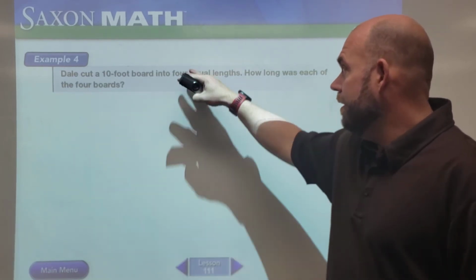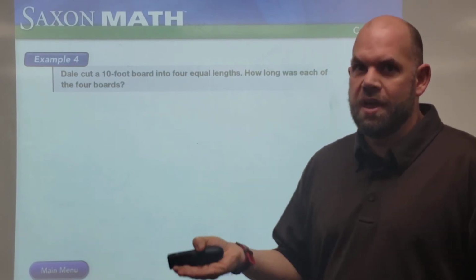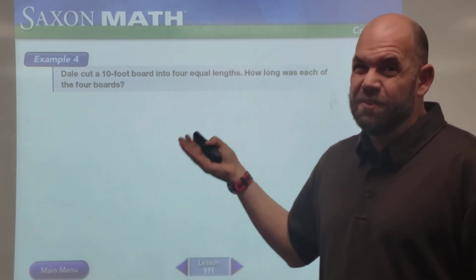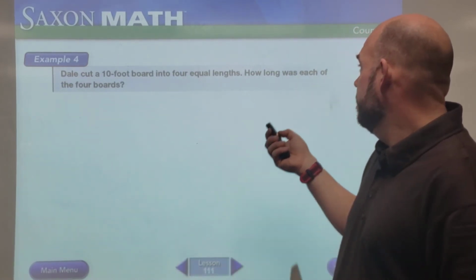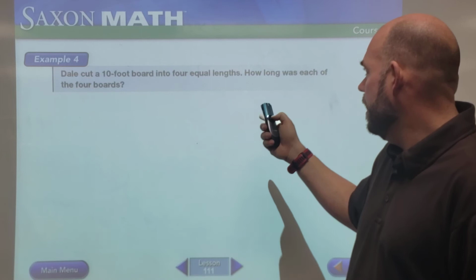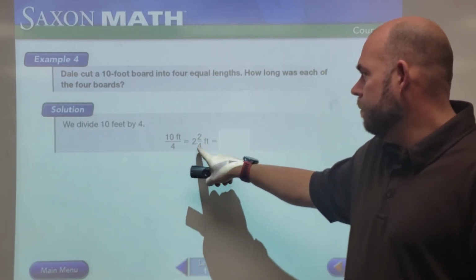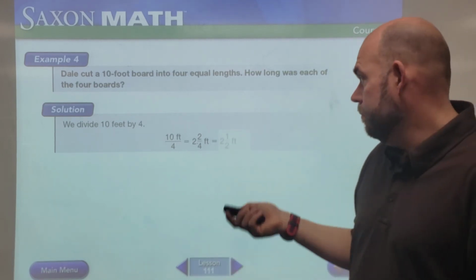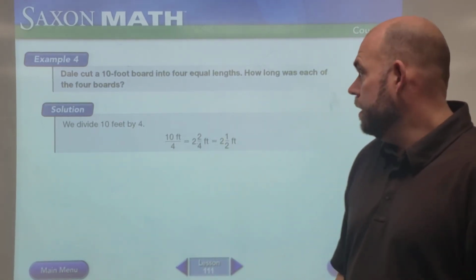We can just divide 10 by 4, and we know if we divide 10 and a half, that's 5, and 5 and a half is 2 and a half. So without even writing this out, we know the answer is 2 and a half, or 2.5 feet, right? So we can just take our 10 feet, divide by 4, we get 2 2/4, or we simplify that, reduce it to 2.5 feet. Pretty easy on that one.